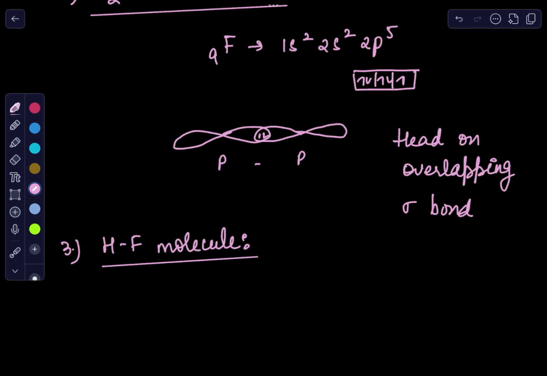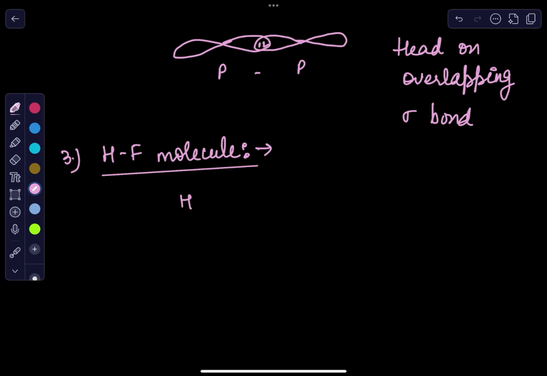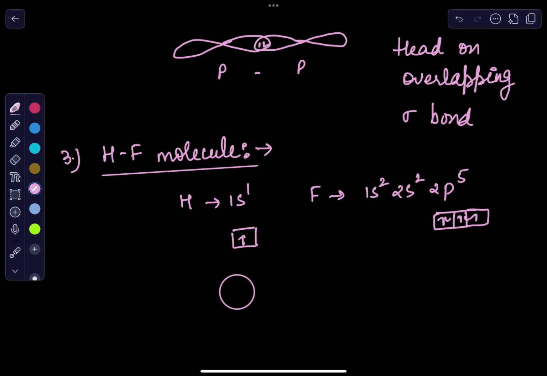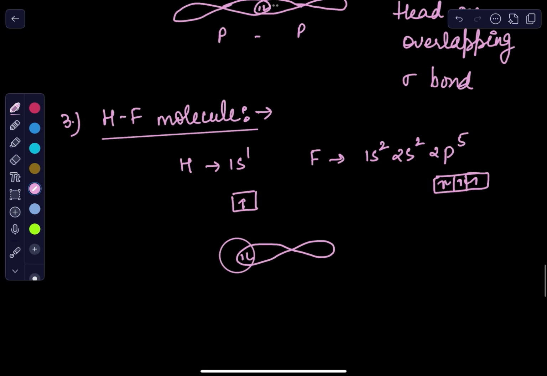Alright, so the third case is HF. Here also we have hydrogen, whose electron is in 1s, and the electron of fluorine is in 2p, as we have seen in the above two cases. So 1s will overlap with 2p and form a sigma bond between 1s and 2p. Right, this is again head-on overlapping and will give rise to a sigma bond.